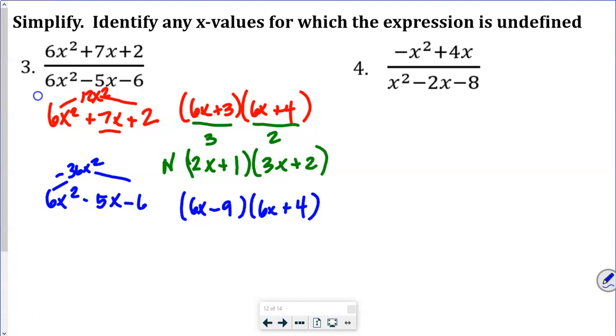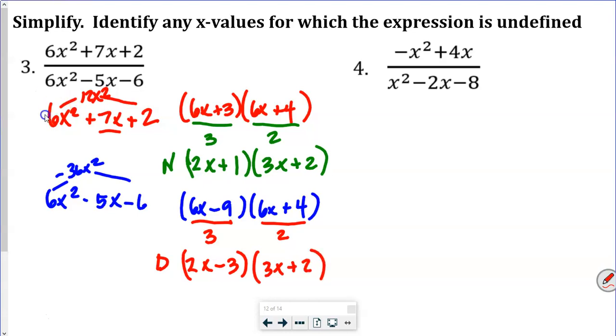So again, we're looking for our GCF here. So we're going to see what's our GCF of 6 and 9. That's a 3. What's our GCF of 6 and 4? That's 2. So what we're going to get here for our denominator is going to be 2x minus 3, right? And then over here, we're going to get what? 3x plus 2. Do y'all see that?